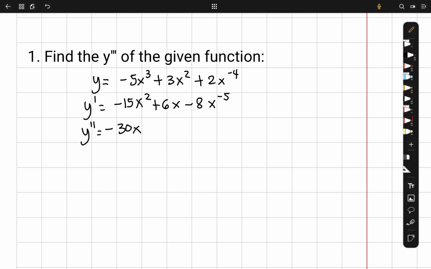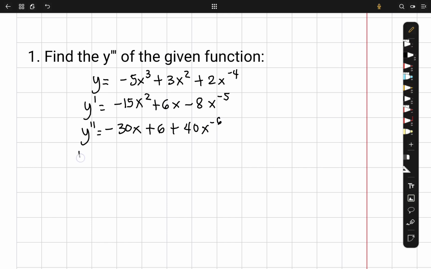30x plus 6. Derivative ng negative 8x raised to negative 5, that is positive 40x raised to negative 6.